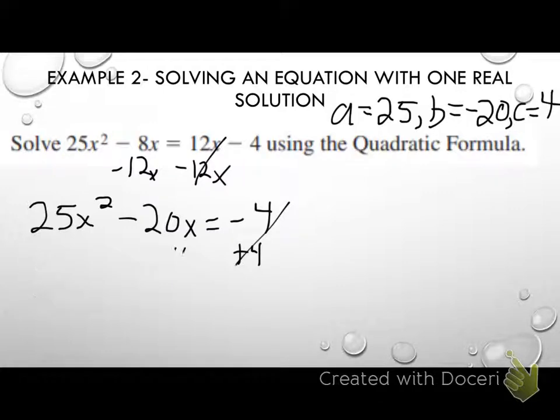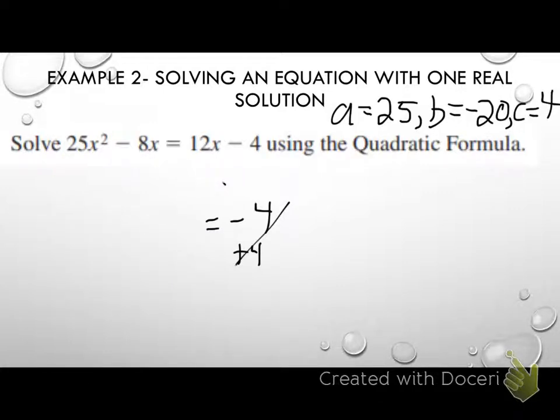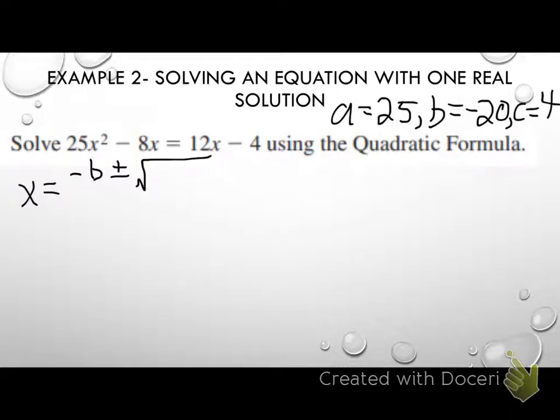Now I can just plug in to my quadratic formula. What is the quadratic formula? Negative b, opposite of b, plus or minus the square root of b squared minus 4ac, all over 2a. Anytime I see an a, I'm plugging in 25. Anytime I see a b, I plug in negative 20. Anytime I see a c, I plug in 4.